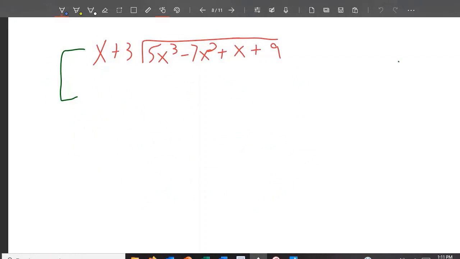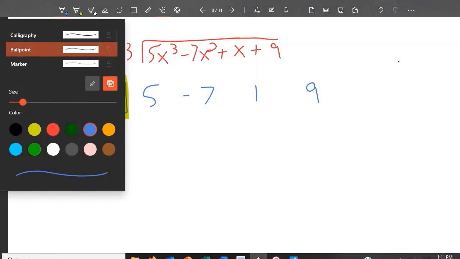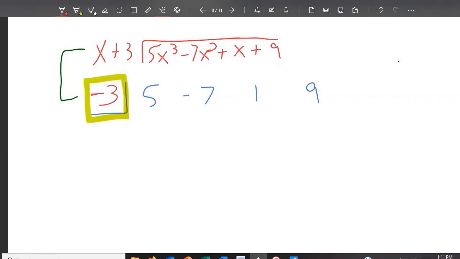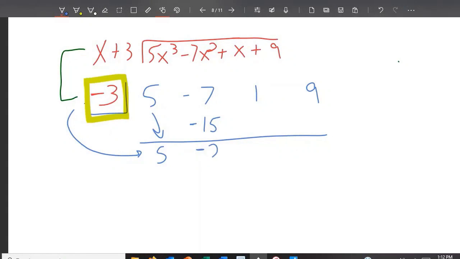Let's do another one, just to be on the safe side. 5, negative 7, 1, 9. Now, what's going to go here? It's x plus 3. So what's going to go in the little box is negative 3. Alright, so we multiply negative 3 times everything below. Negative 3 times 5 is negative 15. Combine those together, we'll get negative 22. Negative 3 times negative 22 is 66. Add 1, get 67.